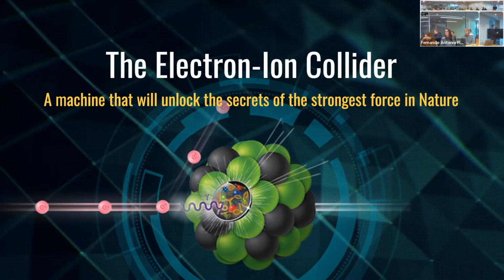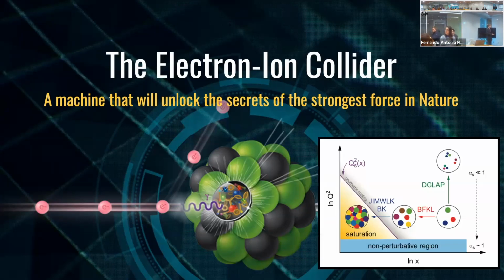As you can tell by the name, it collides electrons with ions, but it can also do protons as well. And this is kind of marketed as a machine that will unlock the secrets of the strongest force in nature. The way it does that is, if you remember this plot from earlier in the talk, we will be able to use the electron to basically pick out the point in this diagram. And the idea of the Electron-Ion Collider is to try to push down to the low values in X to search, for example, the saturation region, but also to study the dynamics of this kinematic space.